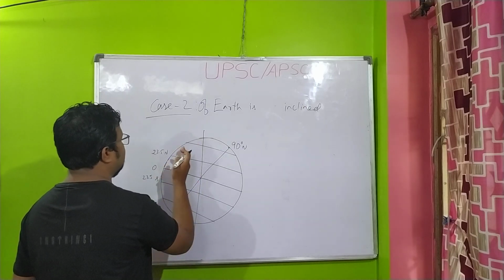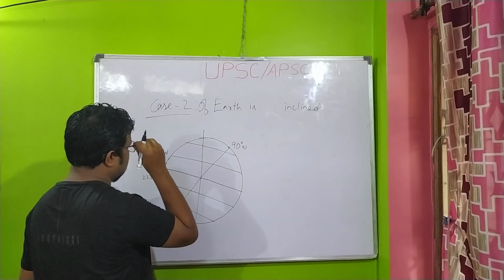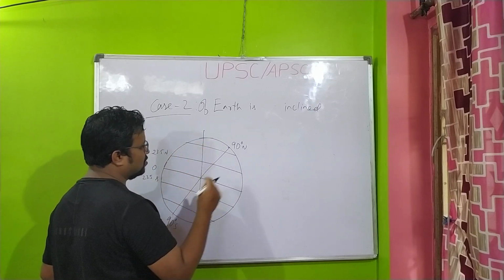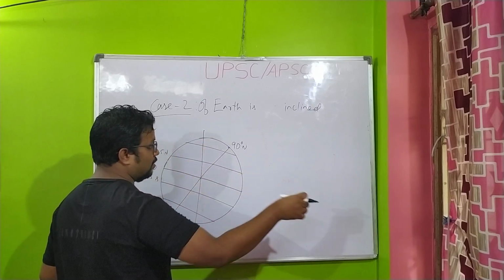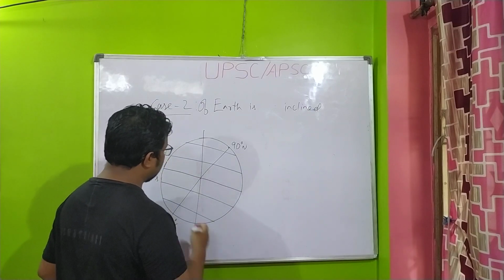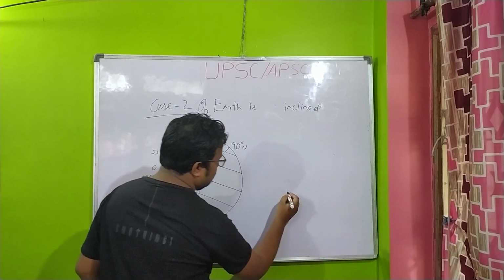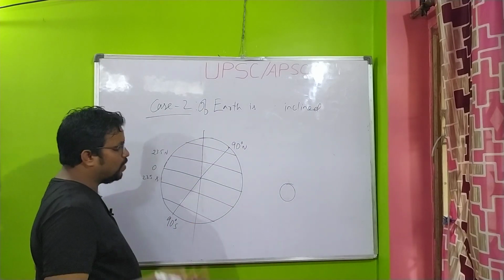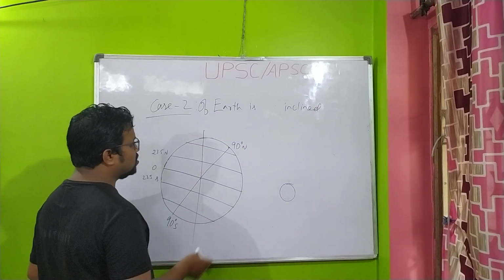If we move up, then again you will get 66.5. Here also you will get 66.5, but I am not showing it because I will do it in the later portion of the class. So I am not showing all these things. So this is, suppose, the sun. Can anyone tell me in which portion sunlight will fall?